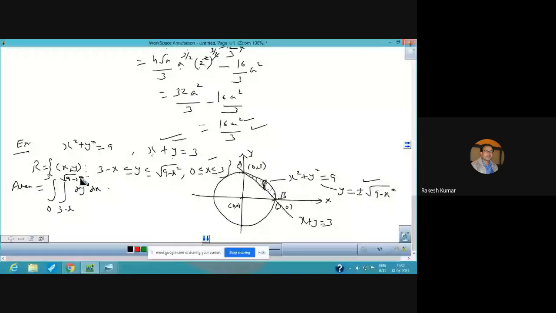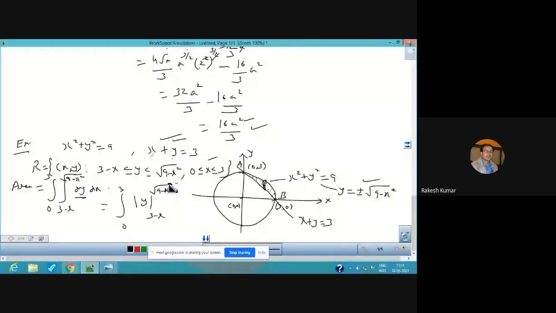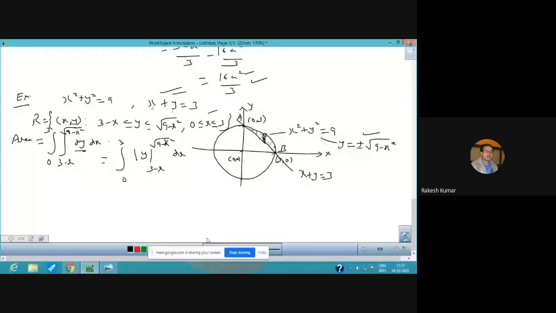Now you can integrate it. That is 0 to 3. Integrate with respect to y. You will have y, that is 3 minus x to under root 9 minus x square, into dx. Now you can substitute the limits. Put the limit. Upper limit is square root 9 minus x square and minus 3 minus x, dx.